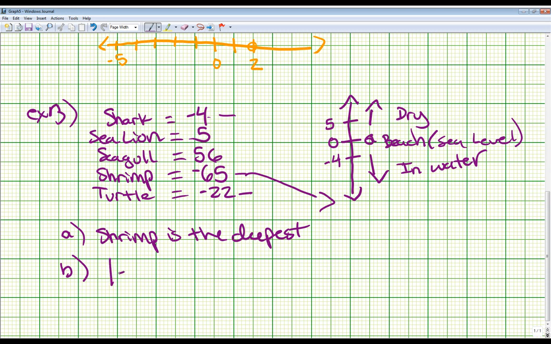So we're basically trying to figure out the absolute value of 4 and the absolute value of 5. So -4 is 4 hops away from 0, and +5 is 5 hops away from 0. So when they say which one is closer to 0, we want which one is less hops away. We're going to say that the 4 is less hops away, and that is our shark. So the shark is closer to sea level.